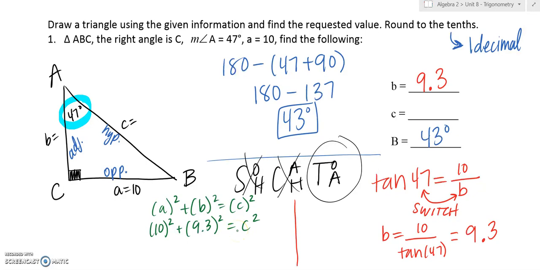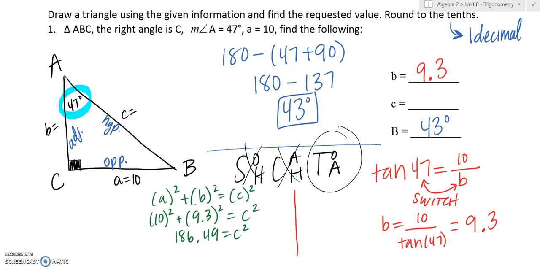So if I do 10 squared plus 9.3 squared, I get 186.49 is equal to C squared. I can't leave it like that because C isn't technically by itself. It has the little exponent there. So to get rid of that exponent of 2, I need to square root both sides.